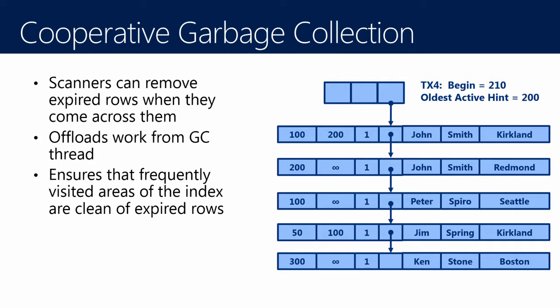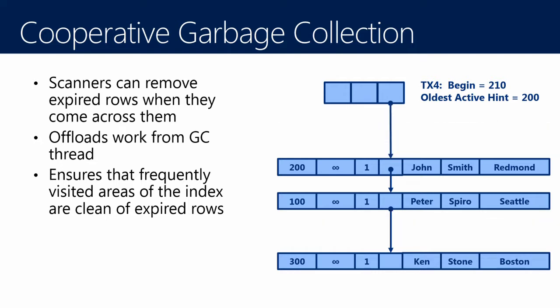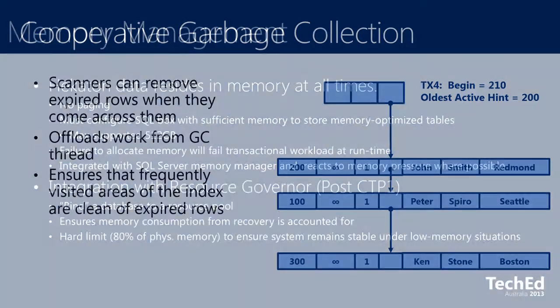So you can see we've got transaction number 4 here, began at 210. The oldest active transaction is 200. So the idea here is we can get rid of some of this as we're going through this set of pointers, if you like. Again, just a little bit of an animation. After the cooperative garbage collection, we're going to see these particular rows disappearing. So, a dedicated system thread, but also why not help out while we can.